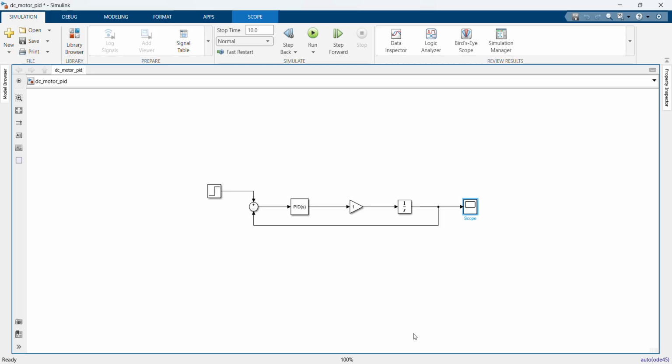Okay, as you can see, we have a step input, a sum block for calculating error, a PID controller, and again they represent the motor constants, an integrator for the motor dynamic, and a scope to visualize the response. This step is perfect for testing how PID tuning affects the output.